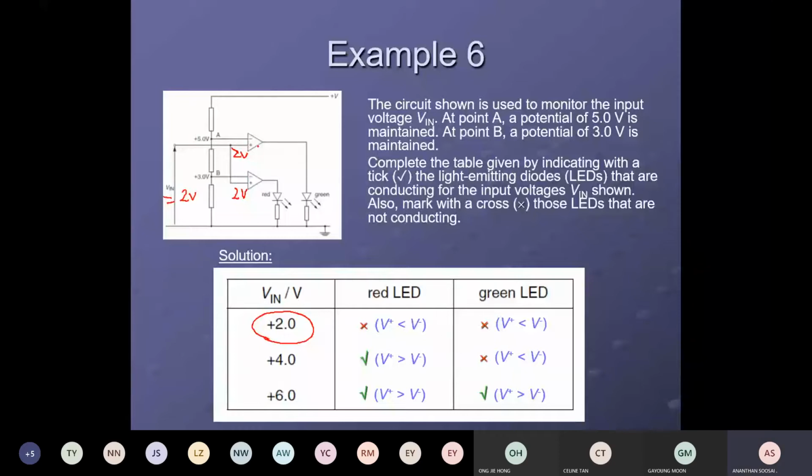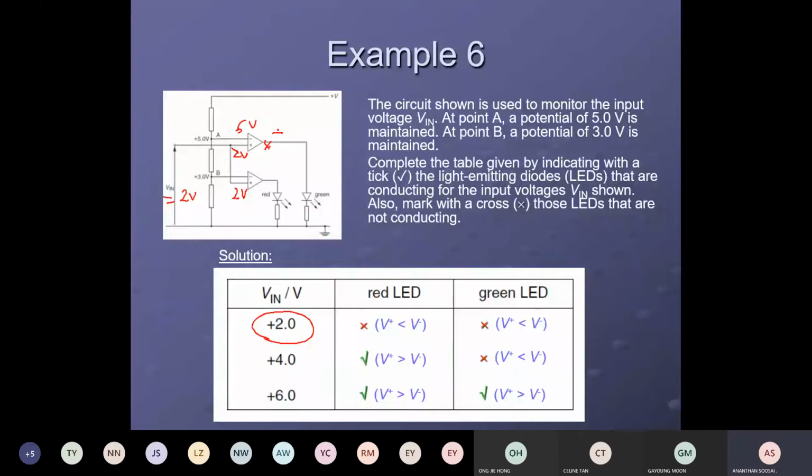You now use your op-amp formula. For the first op-amp on the top, the positive is 2 volt, the negative is 5 volt. So the output will be positive or negative? Who's greater, V positive or V negative? V negative is greater, right? So the output will be negative.